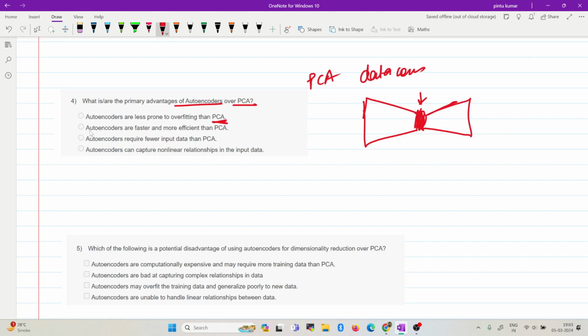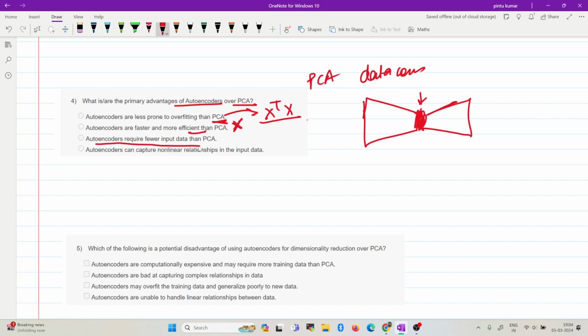Let's look at the second option. Autoencoders are faster and more efficient than PCA. It is definitely not faster than PCA because you require training over here. In PCA, you just calculate the matrix X transpose X and you have SVD and everything. It's very much mathematical and much faster than autoencoder.